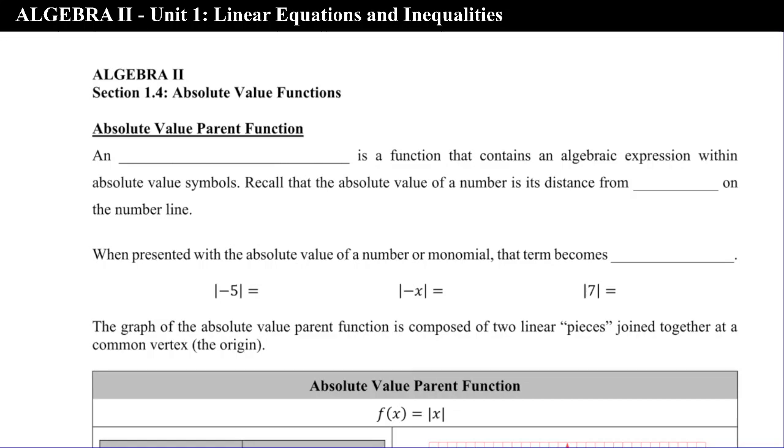Welcome to the Unit 1 Section 4 video on absolute value functions. Alright, an absolute value function is a function that contains an algebraic expression within absolute value symbols. So that makes a lot of sense, right?